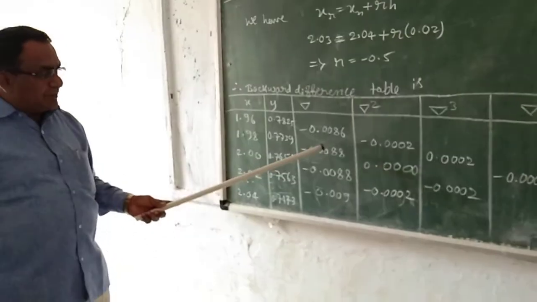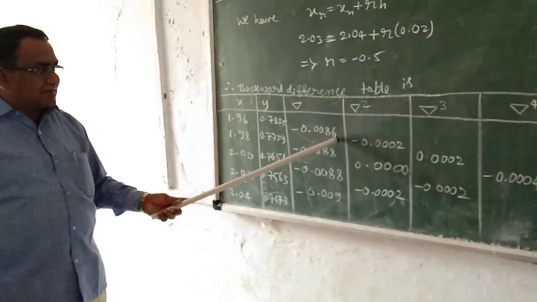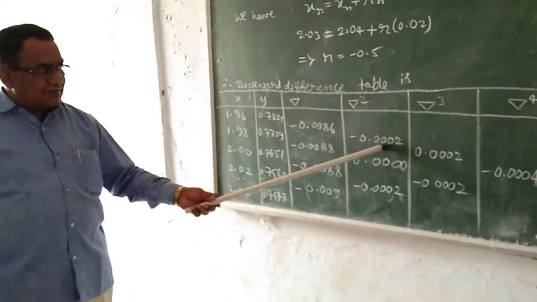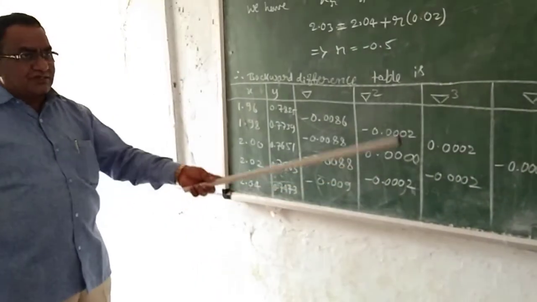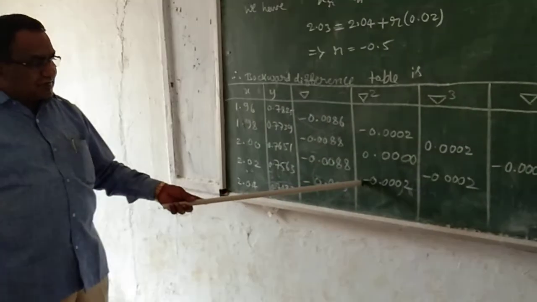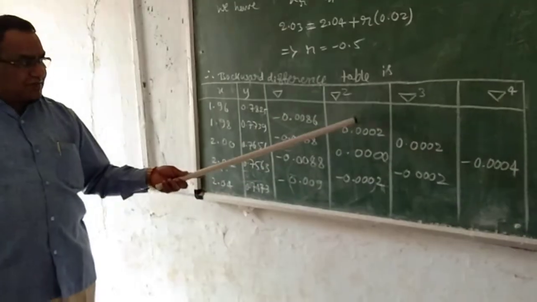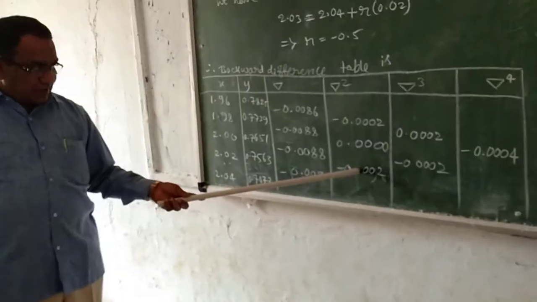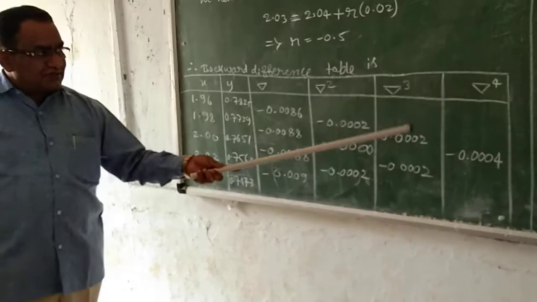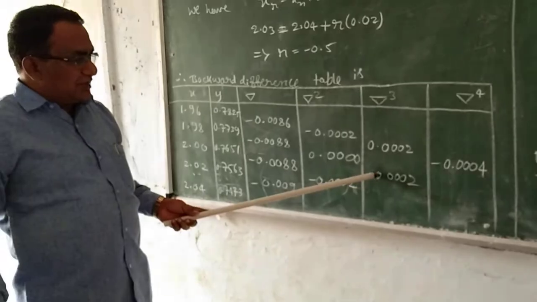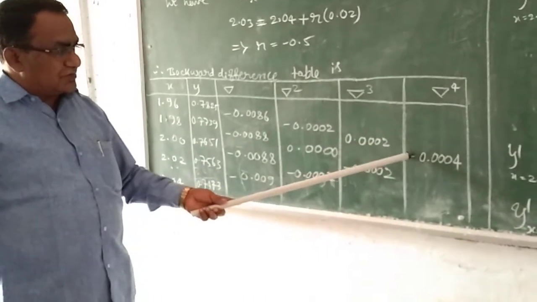Similarly, you find the backward difference del square. It is minus 0.0088 minus of this minus, it is plus 0.0086. It is minus 0.0002. Next, this minus this gives you 0.000. This minus this gives you minus 0.002. Next, del cube. This minus of this minus is plus. Minus this minus this, it is minus 0.002. This minus this gives you del 4. It is minus 0.002 minus 0.002, which is equal to minus 0.004.